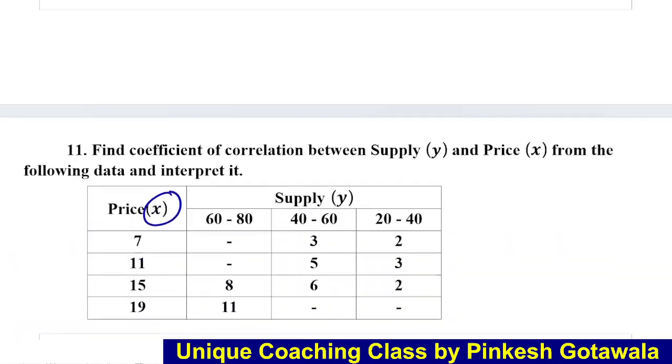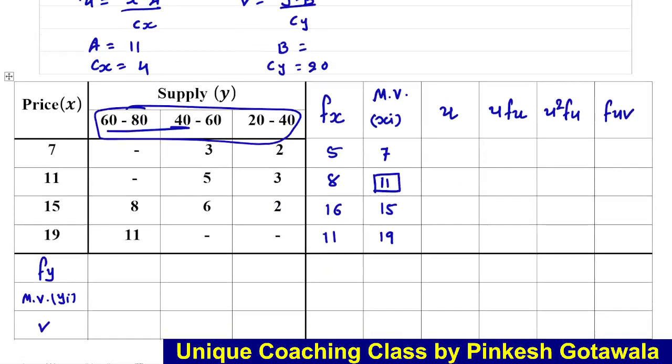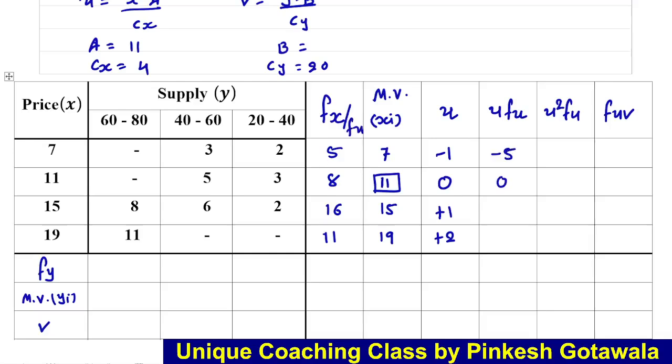The difference between the xi observations 7, 11, 15, 19 was 4, so our c x would be 4. Now let's prepare the columns. Here 0, this side minus 1, plus 1 and plus 2. Now the next column, fu, so our f x is our f u. So 5 into minus 1, here 0, here 16, here 22. U square fu: minus 1 into minus 5, 5, 0, 16 and 44. Clear?